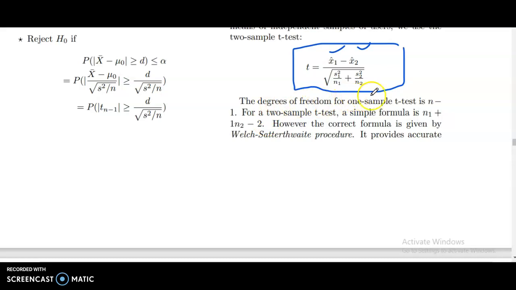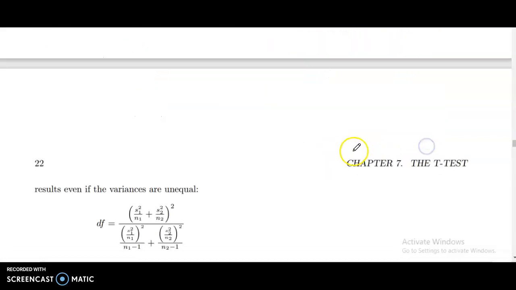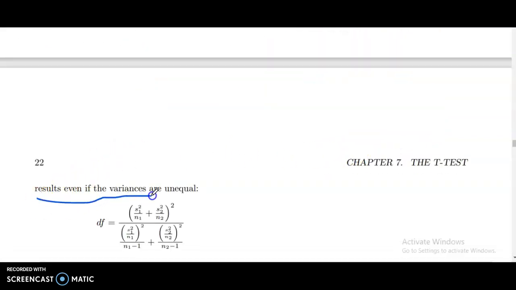The degrees of freedom for a one-sample t-test is n minus 1. For a two-sample t-test, a simple formula is n1 plus n2 minus 2. However, the correct formula is given by the Welch-Satterthwaite procedure. It provides accurate results even if the variances are unequal.